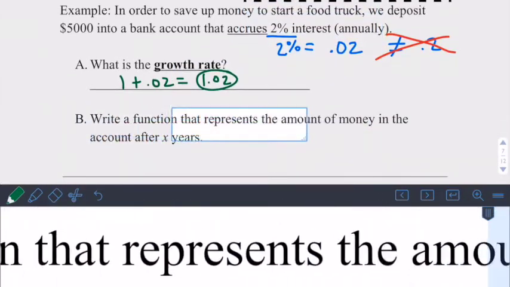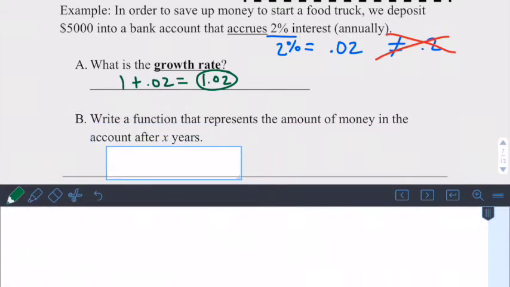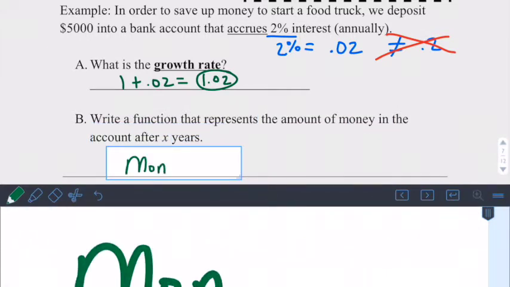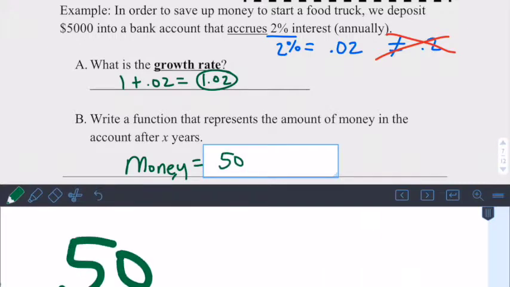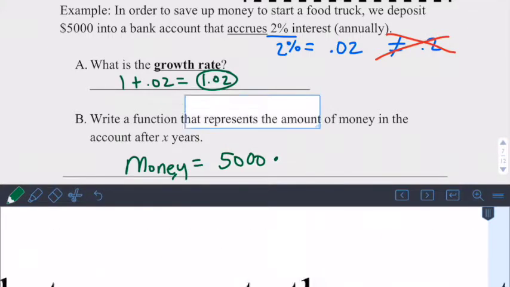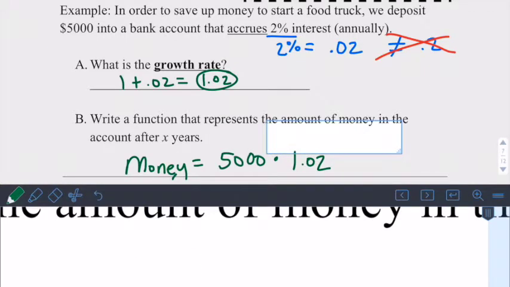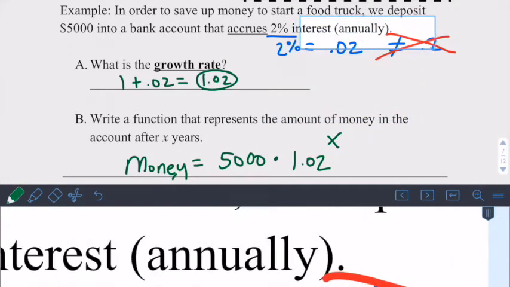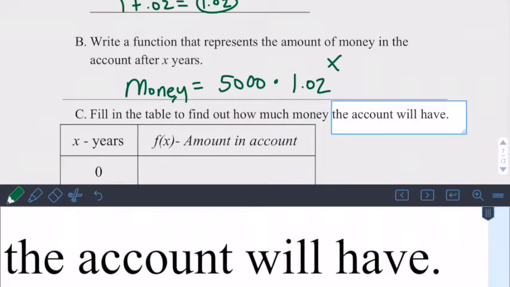So when we want to write a function that represents the amount of money in the account after x years, we're going to call our output M, money, equals our initial value, $5,000, times our growth rate, 1.02, to the x power, right? Because it's annually. And remember, we talked about what happens when you don't do things annually.